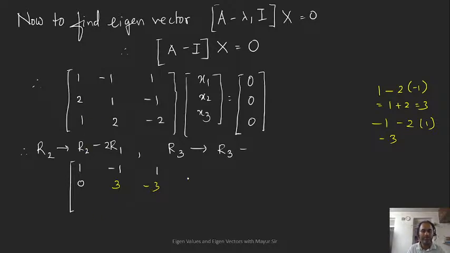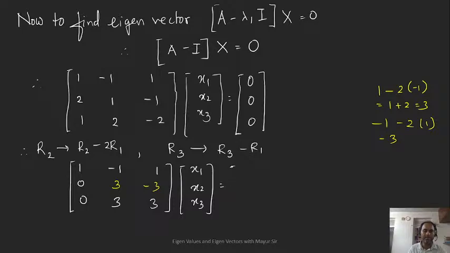And then when you do the following subtraction, that is r3 changing to r3 minus r1, you will get 1 minus 1 is 0, here again you will get 3, and here you will get minus 2 minus of 1, it is 3. Okay, so x1, x2, x3 is equal to 0. So this is what you get. Are you getting that? Let me know in the comment or the chat section that you are able to do that.